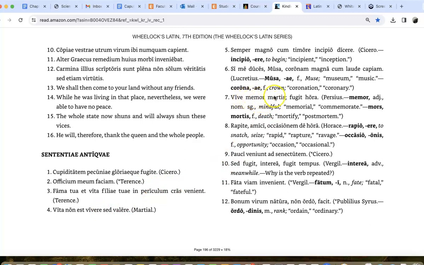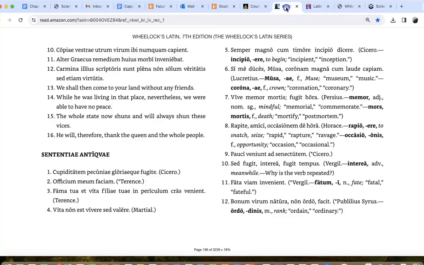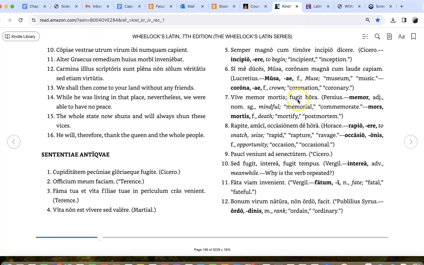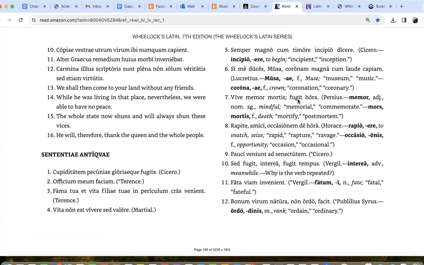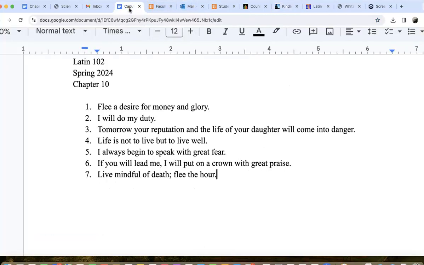So live mindful of death, mortis. That is third declension. So third declension, genitive singular is is. Mortality, mortuary. Live mindful of death. And then flee, fugit, tempus fugit, like a fugitive. Or I guess in this case it means the hour flees. So I misread that a little bit here in my exuberance. So let me change that here.